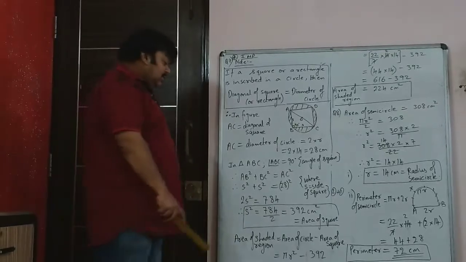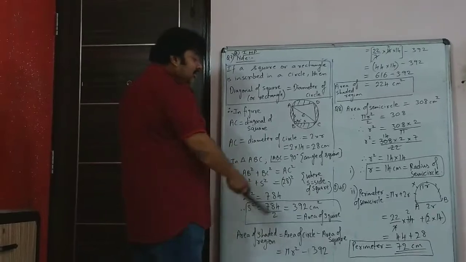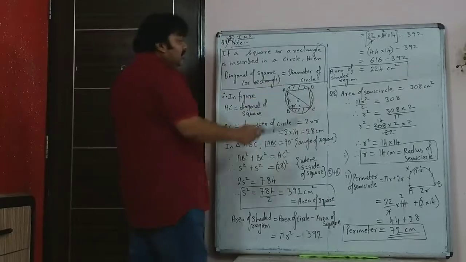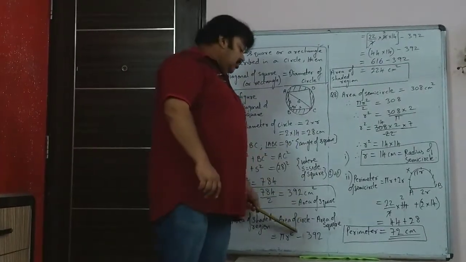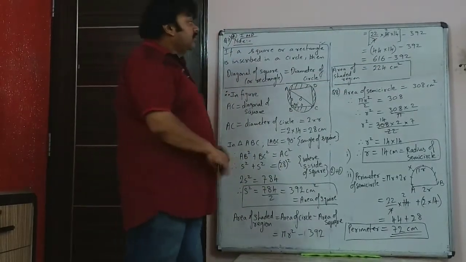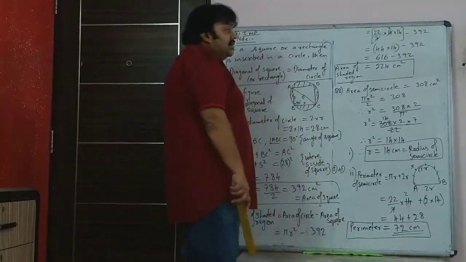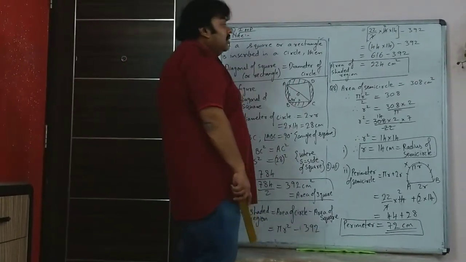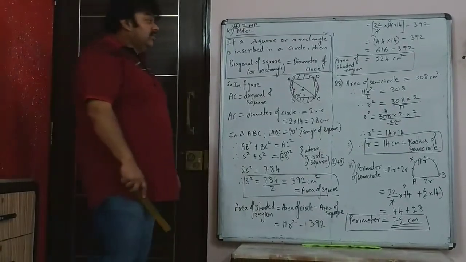That is not required. Now area of the shaded region is outer area, that is pi r squared, which is 22 by 7, r is already given, it is 14. So 22 by 7 into 14 into 14 minus the area of the square which you just found, 392. So it will be 44 into 14 which is 616 minus 392. So that is 224 centimeter squared. That is the area of the shaded region.